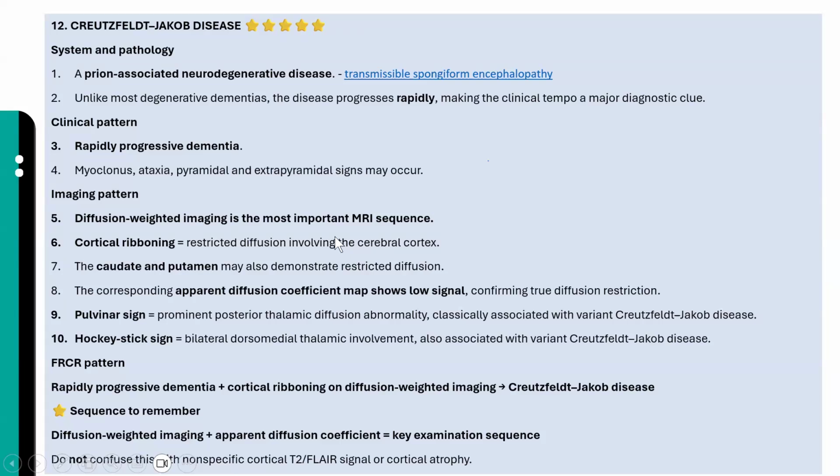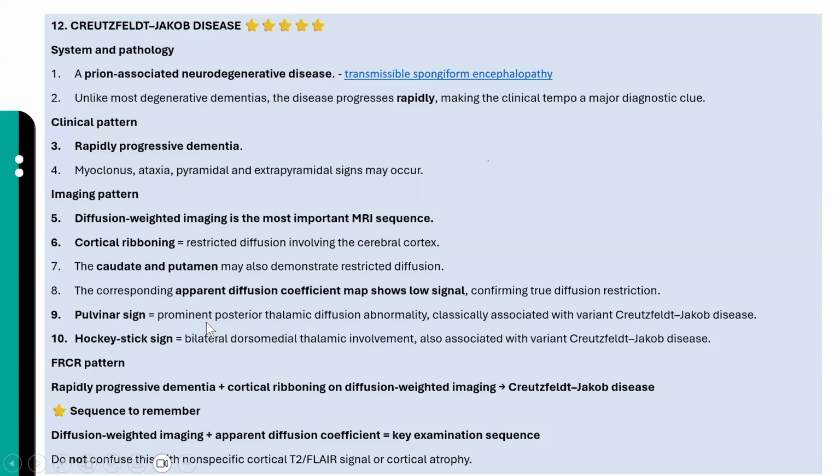What is the most important sequence to understand this disease? That is DWI. Cortical ribbing is actually due to restricted diffusion involving the cerebral cortex. Caudate and putamen may also demonstrate restricted diffusion. Corresponding ADC will show low signal confirming true diffusion restriction.